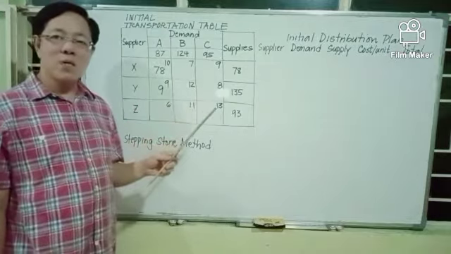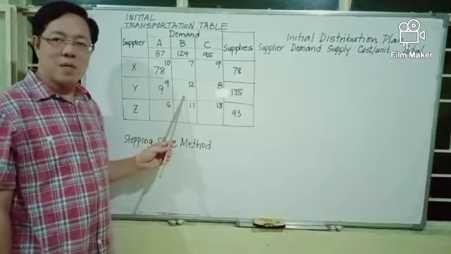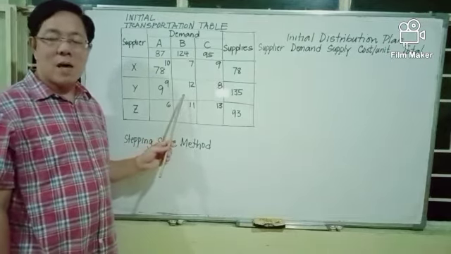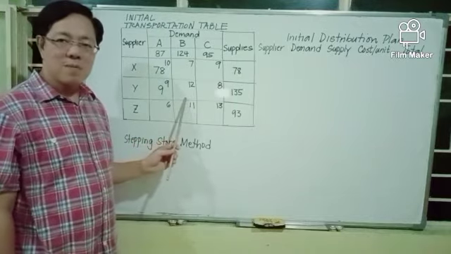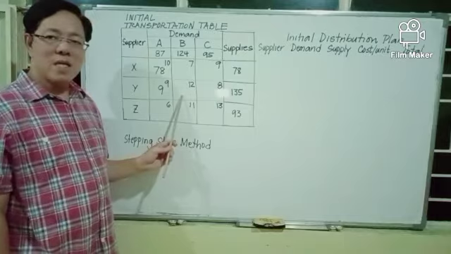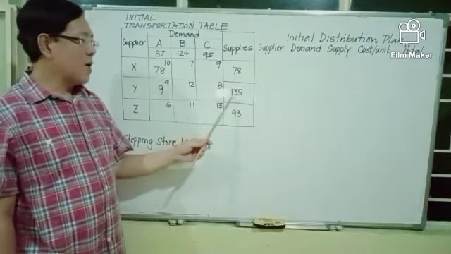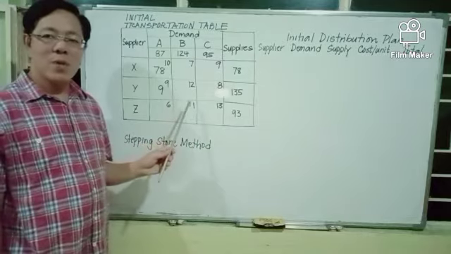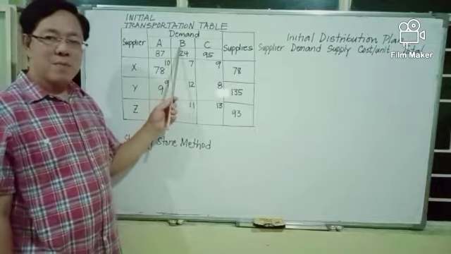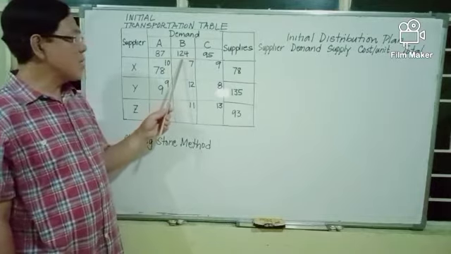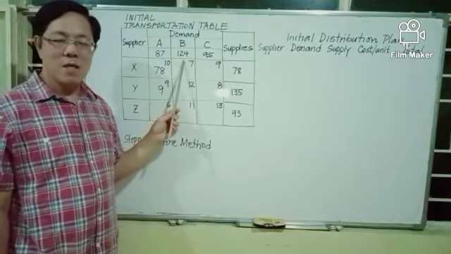Now, these 126 units will be given to the next customer B. The number of units remaining in supplier Y will be given to customer B. The number of units remaining in supplier Y is 126. 135 minus 9 is 126. And it will be given to customer B. But customer B requires only 124 units.